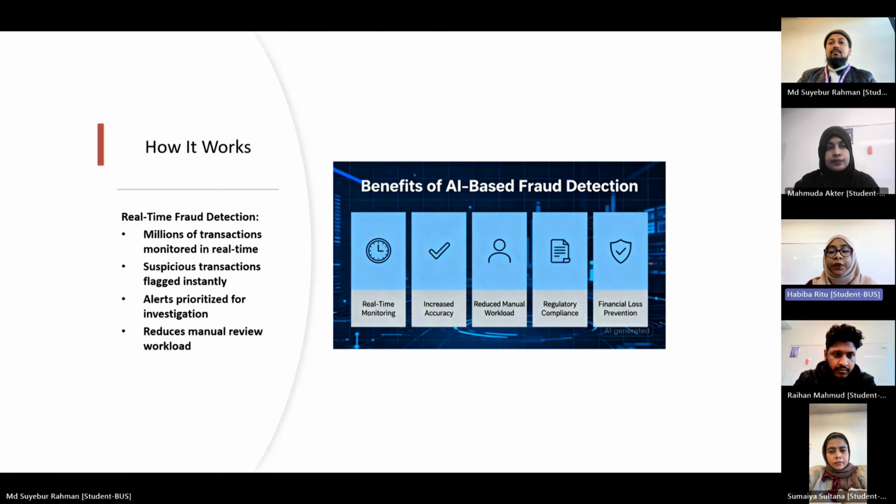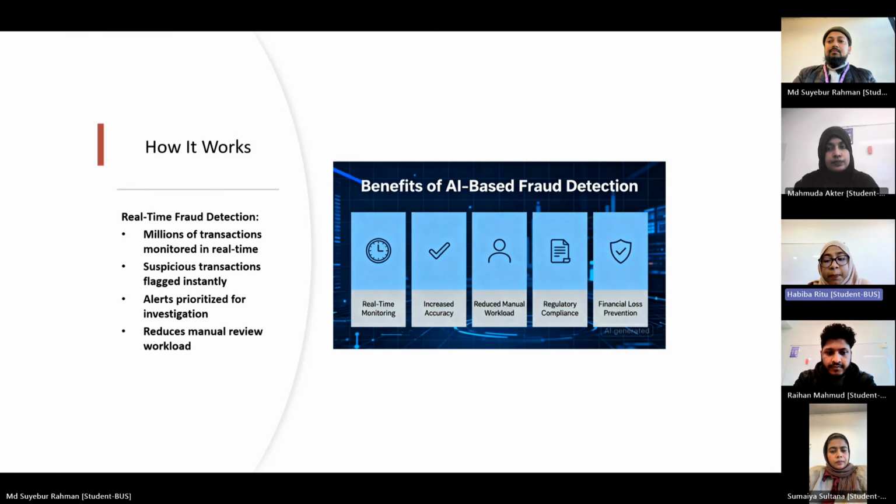Thank you, Sumaiya. As the financial analytics lead for this group, I analyzed the tangible value of this system. We identified 5 key benefits. First one, real-time monitoring. We now have visibility of transactions as they occur. The second, increased accuracy, we are blocking fewer genuine customers while catching more fraud. Reduced manual workload, our staff are no longer drowning in paperwork. They focus only on high-risk alerts.